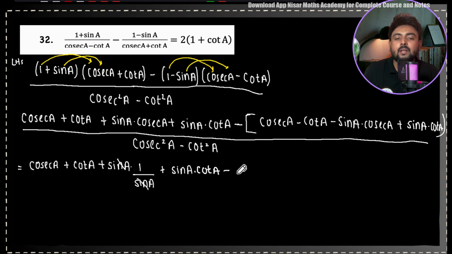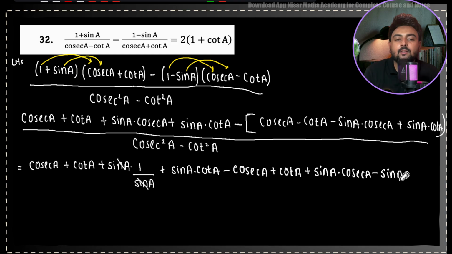Now when I open the bracket, all the signs will get changed because a minus sign is there before the bracket. And why I have done this, you may understand. Children make mistakes in the signs only. So this minus cot A becomes plus, minus sin A cosec A becomes plus sin A cosec A, and plus sin A cot A becomes minus sin A cot A. Oh my god, see the length of that equation.